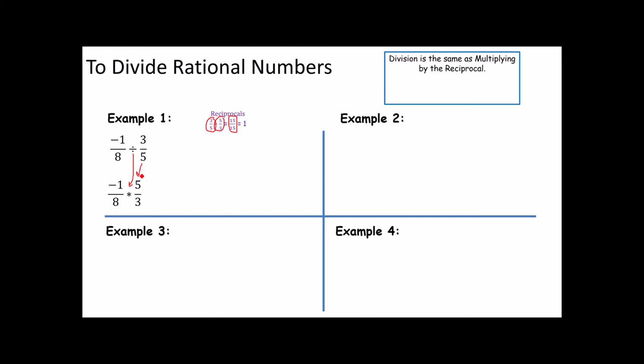Now, we should be able to use the same rules we used for multiplying rational numbers in the last lesson. That is, we simplify if possible. In other words, I'm going to look for things that are on top that will simplify with things that are on bottom. This doesn't happen to have anything. I'm going to multiply the numerators together, and then I'm going to multiply the denominators together.